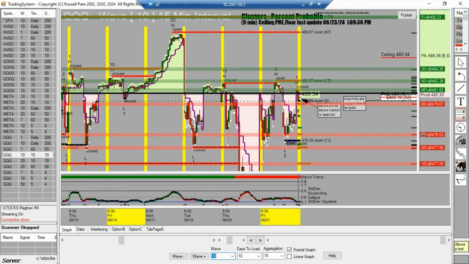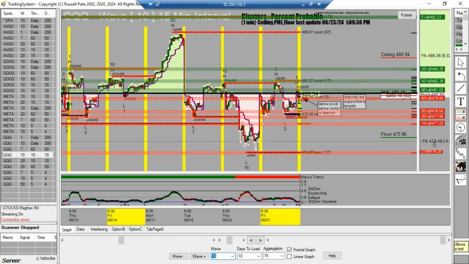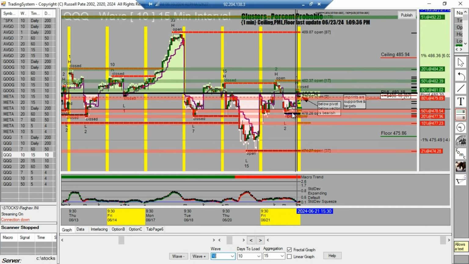Okay, we break that 80% band, we go below it. What's the next target? Of course, we have these small targets right here, but what's the major target according to the fractals? It's going to be the 50% band, 478.53. Okay, we got below it. Now, what is the next target? We have the 20% band, which means that we have only a 20% chance we actually reach that 477.96 price.